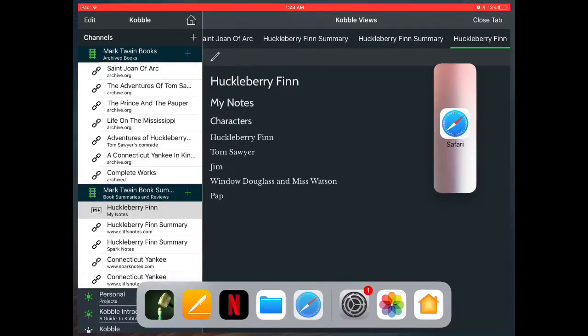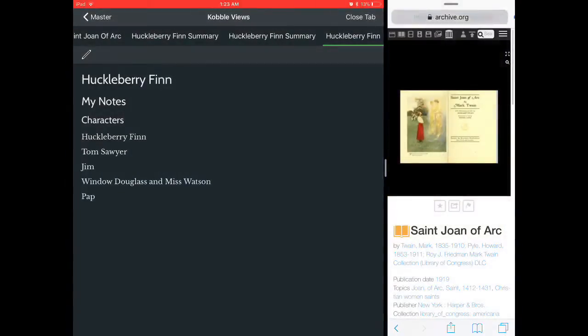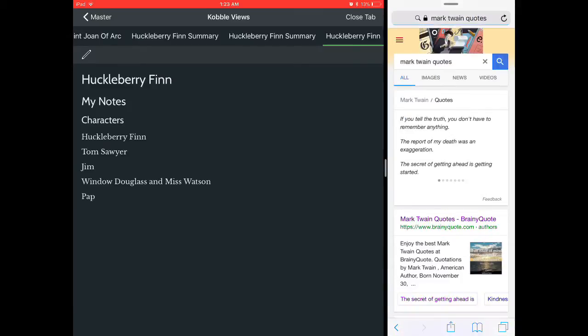Drag and drop makes all your multitasking so quick and easy. You can collect internet links easily by dragging and dropping them directly from the internet right into Kobble. So you can keep links organized where you need them, right alongside other related information.